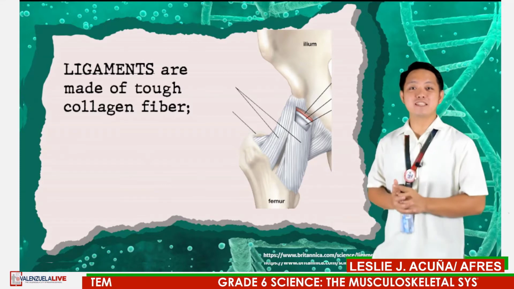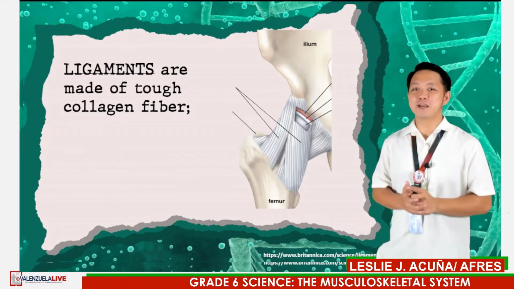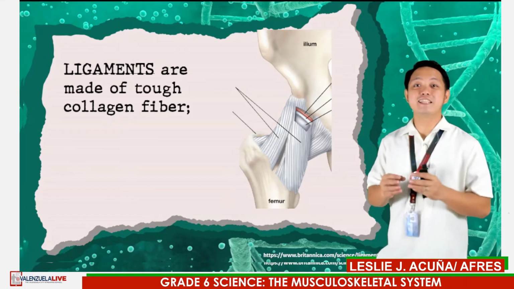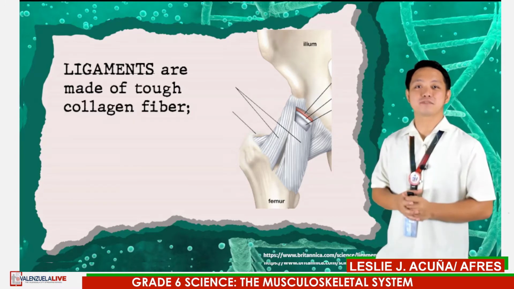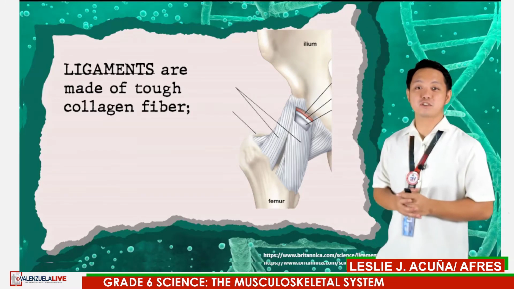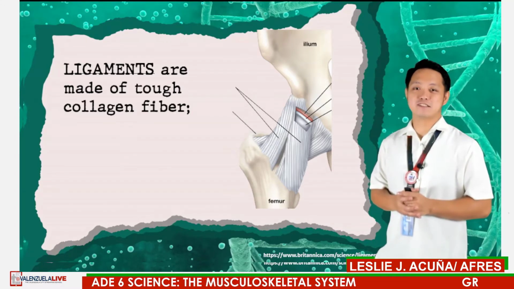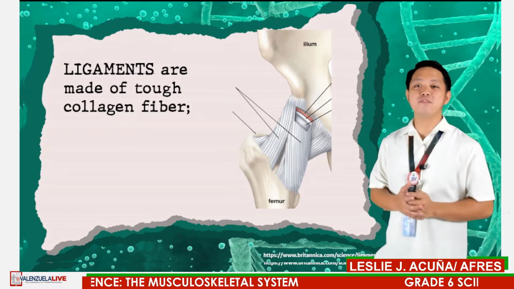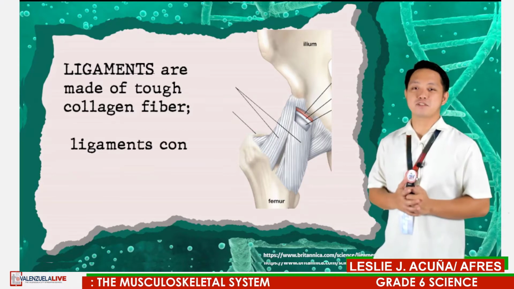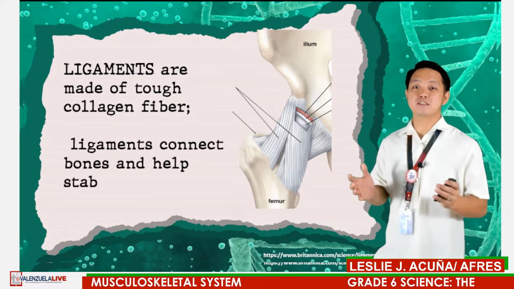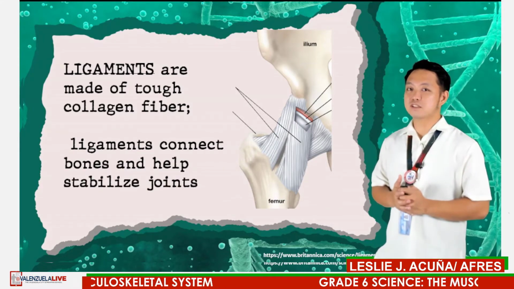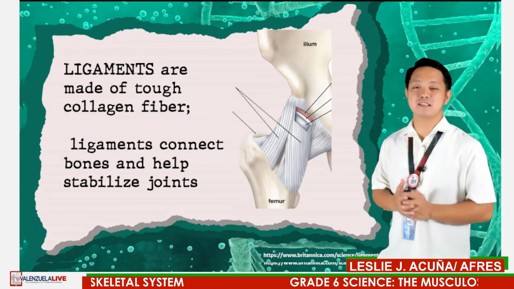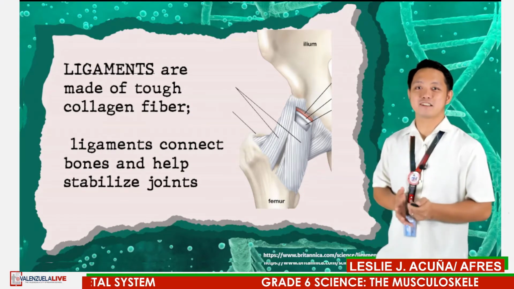And the joints are held together by connective tissues that can stretch. The connective tissues are called ligaments. These ligaments are made up of tough collagen fibers. Ligaments connect bones and help stabilize joints.